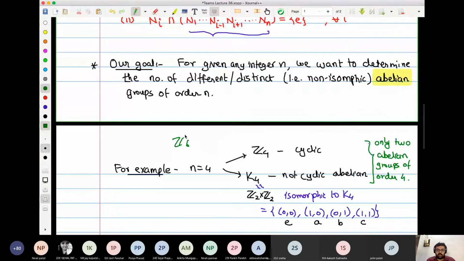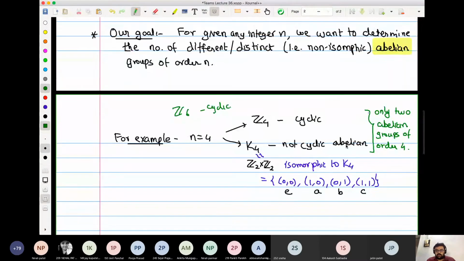Is there any other group? This is cyclic, and every cyclic group of order n is isomorphic to Zn. So any cyclic group of order 6 is isomorphic to Z6. So the cyclic case is done. What about abelian which is not cyclic? Is it possible? Do we have Z2 cross Z3? Is it possible? Such questions are there.